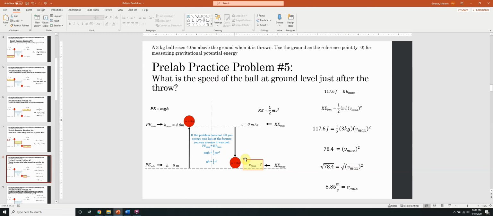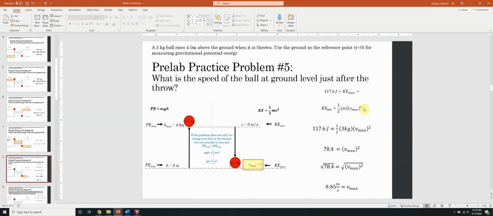All right, so the setup for this problem is, well, we know that the maximum kinetic energy is equal to 117.6 joules. So essentially what I have written here is that our maximum kinetic energy is equal to our kinetic energy at 0 meters, right? At ground level, that's where kinetic energy is at a maximum. So we know that where kinetic energy is at a maximum, this is going to be equal to 1/2 times the mass times the maximum velocity squared.